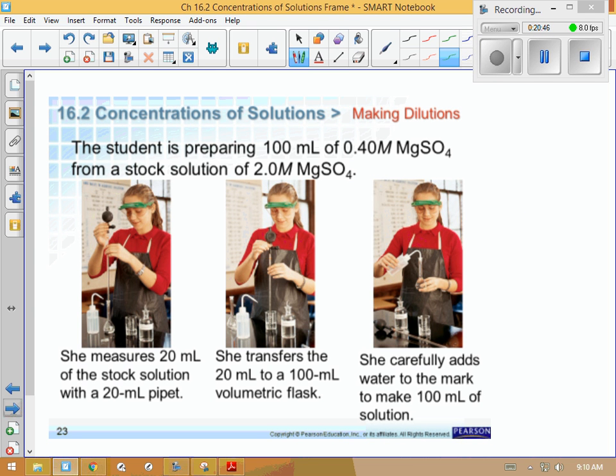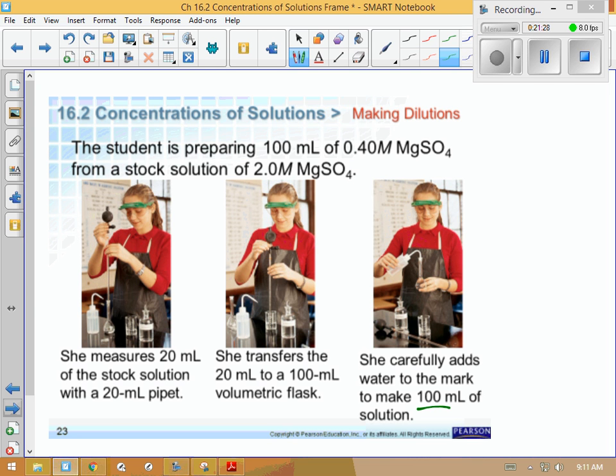This is what it looks like in the lab. The student is preparing 100 milliliters of a 0.4 molar magnesium sulfate solution from stock solution. This is what she'd get out of the stock. That would be very concentrated, 2 molar solution. She only wants a 0.4 molar solution. And she wants 100 milliliters of it. Okay? So she measures 20 milliliters of the stock solution. She transfers that to a 100 milliliter volumetric flask, and then adds water until she's up to 100 milliliters of solution.